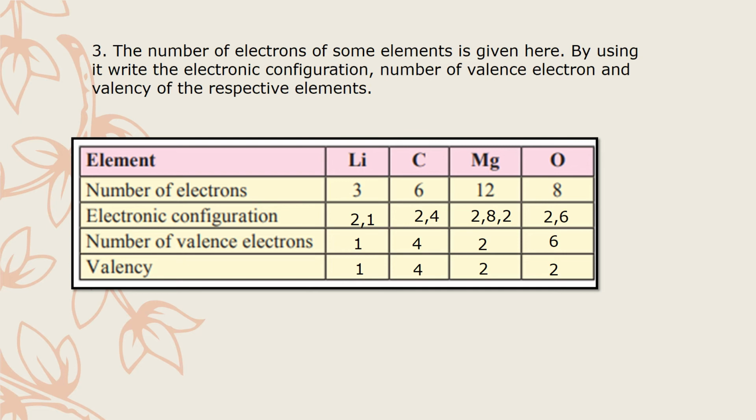The next is oxygen. So number of electrons in oxygen is 8. Its electronic configuration will be 2, 6. So number of valence electrons will be 6 and its valency will be 2, because for completion of octet, oxygen needs 2 more electrons, and due to that, according to the rule, its valency will be 2 only. Okay.